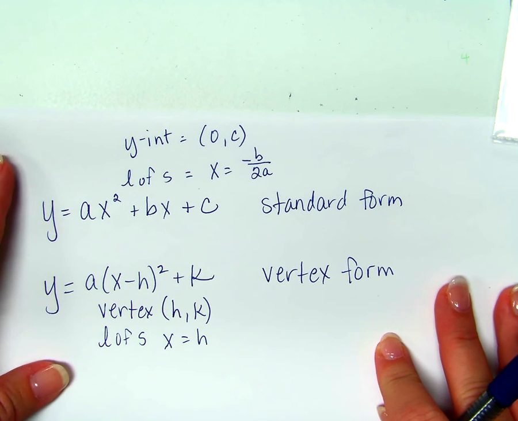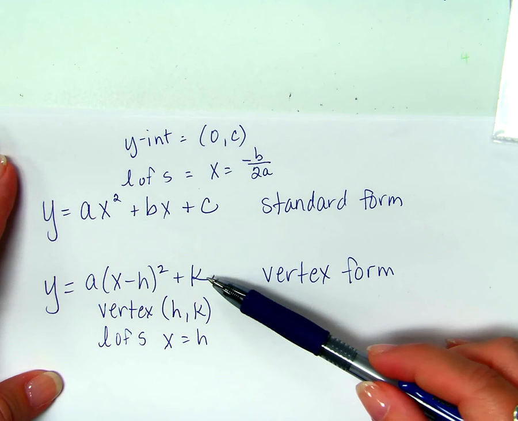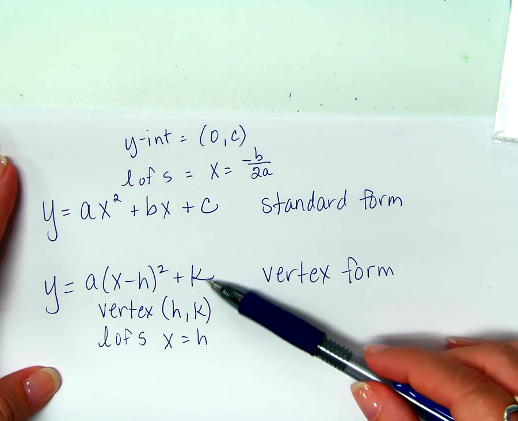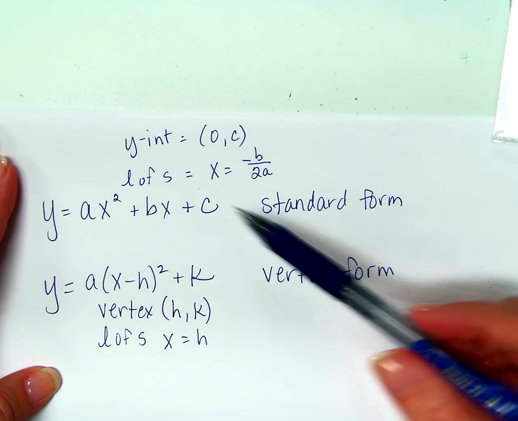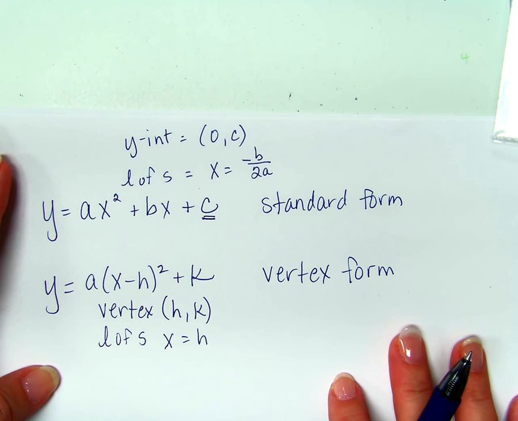So if I was trying to find a vertex, would it be easier to use standard form or vertex form? Vertex form. If I was trying to find a y-intercept, which one would be easier to use? Did I say anything about the fact that k is the y-intercept? That's because it's not. Okay? You can't just assume that this number right here is the y-intercept in vertex form. In standard form, however, it's right there, right in the equation. You can see the y-intercept. Okay so far?